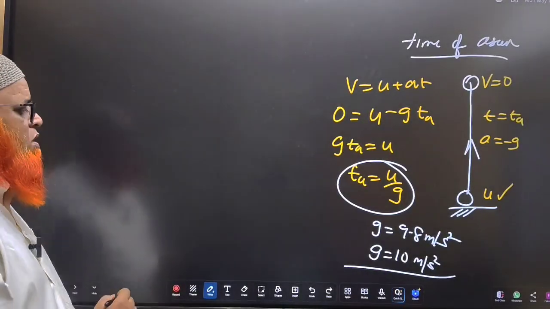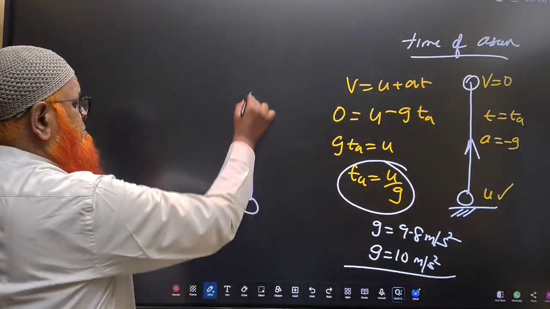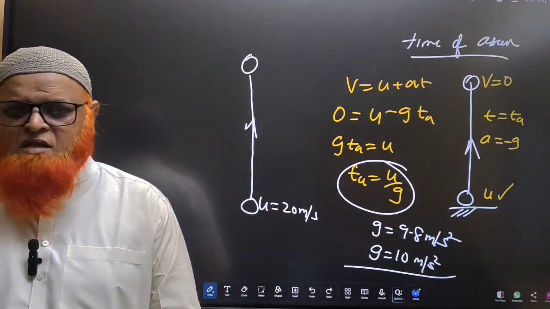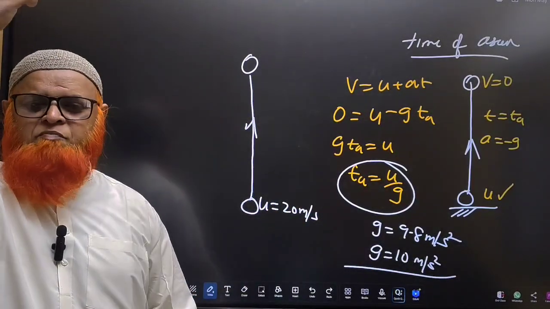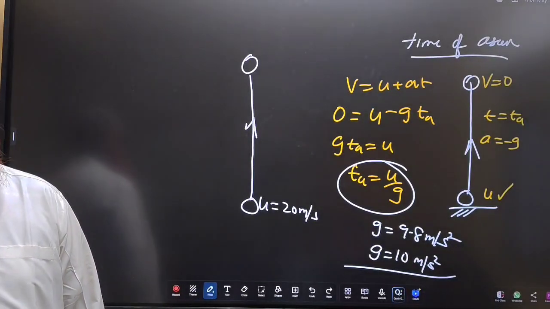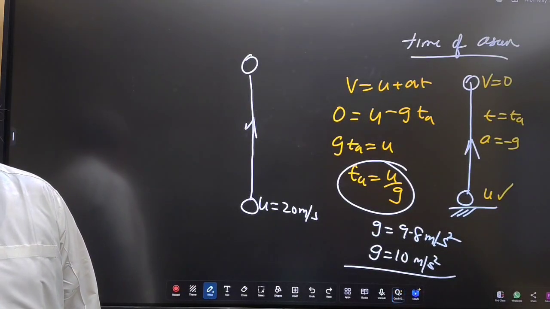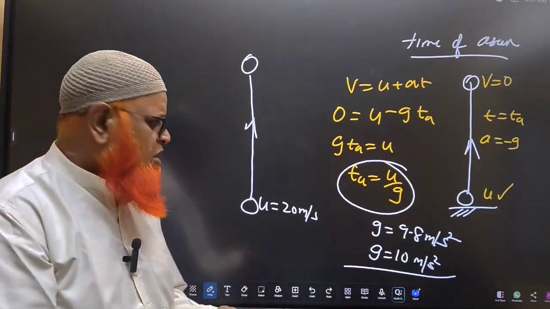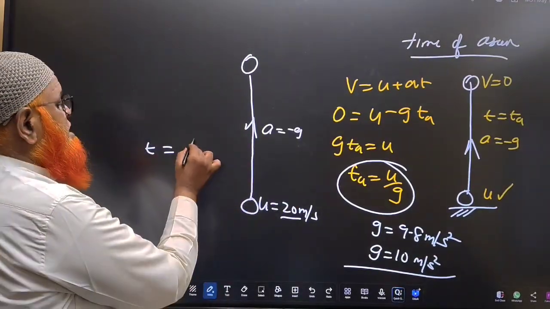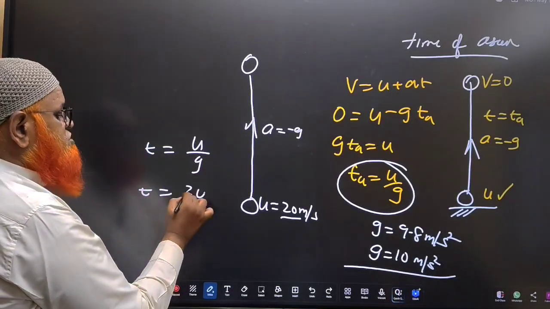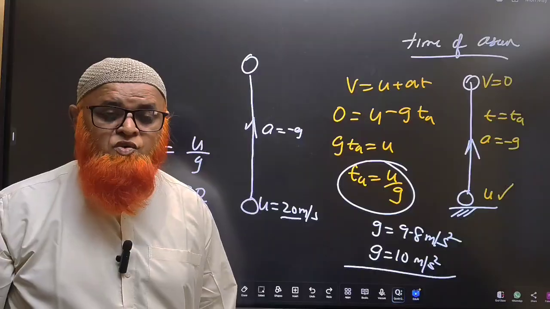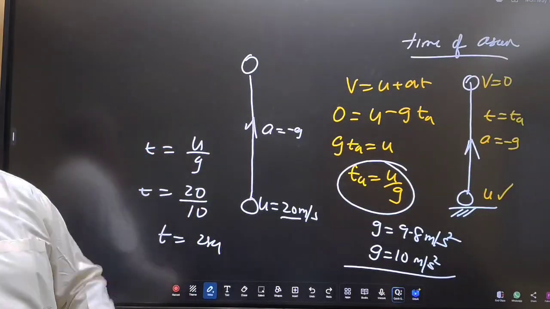Now, I have thrown a ball upwards with an initial velocity of 20 meters per second. How much time does it take to go up and stop? Only one thing I am giving, that is how much speed I am throwing the ball upwards, and I am asking the time of ascent. So what is your formula? u by g. So t is equal to 20 by 10, so you are taking 2 seconds. The body is taking 2 seconds to reach the maximum height. This is the first situation, which explains time of ascent.